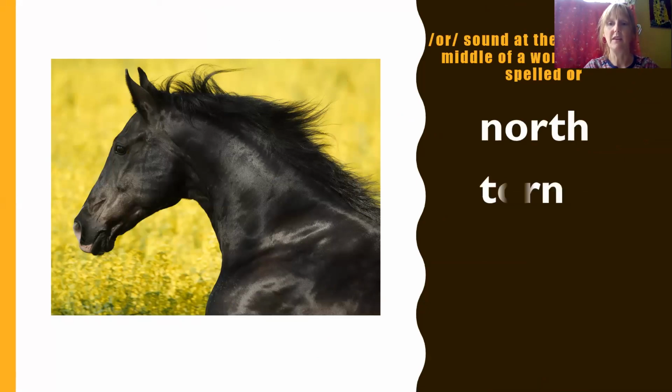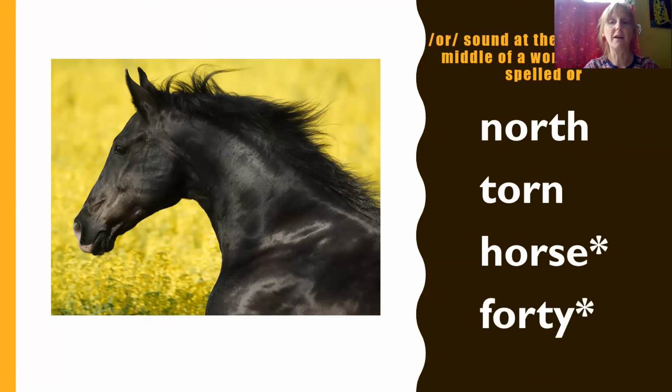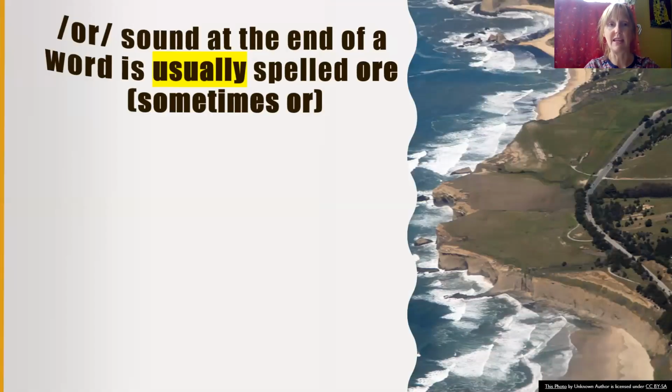Like north, torn, you can see the N after the O-R, it's in the middle. With north, you see the TH after, so the OR is in the middle. Horse, we have the S-E at the end. Again, OR is in the middle, so we spell it O-R. And forty, we have the OR in the middle with the TY at the end.